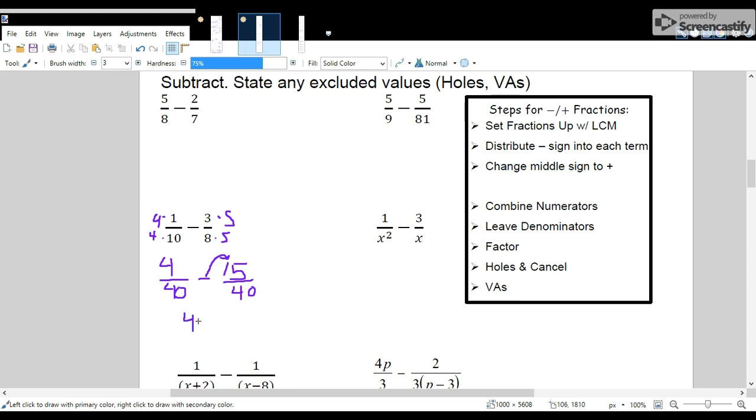So we have 4 over 40 plus negative 15 over 40. So we change this middle sign to a plus sign. The next step is to combine the numerators.